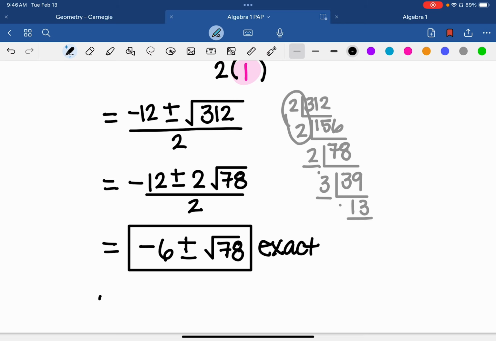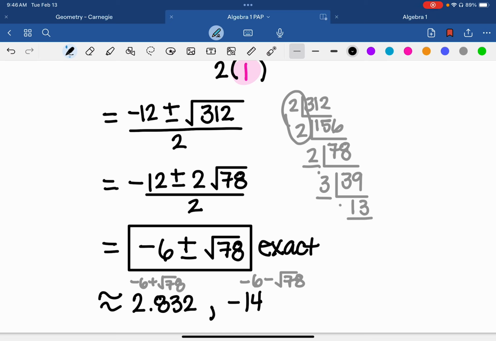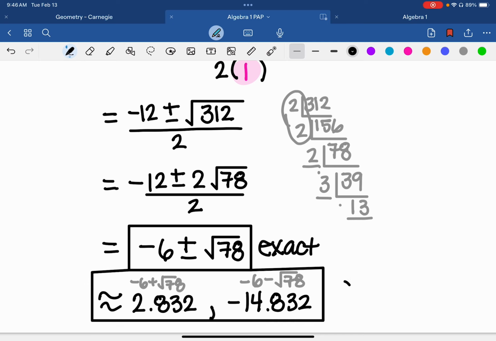To do the approximate, I'm going to do negative 6 plus the square root of 78 in the calculator, and then negative 6 minus the square root of 78 in the calculator. I'm going to get my two decimals, and I'm going to round them to whatever decimal spot Delta Math asks me to. So make sure that you read. They like to put it in italics. And this would be, of course, my approximate answer.